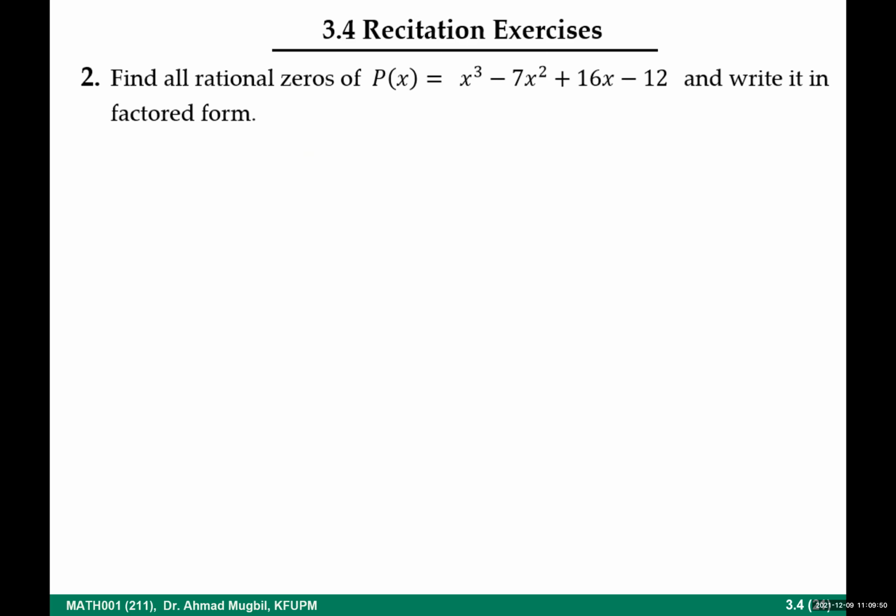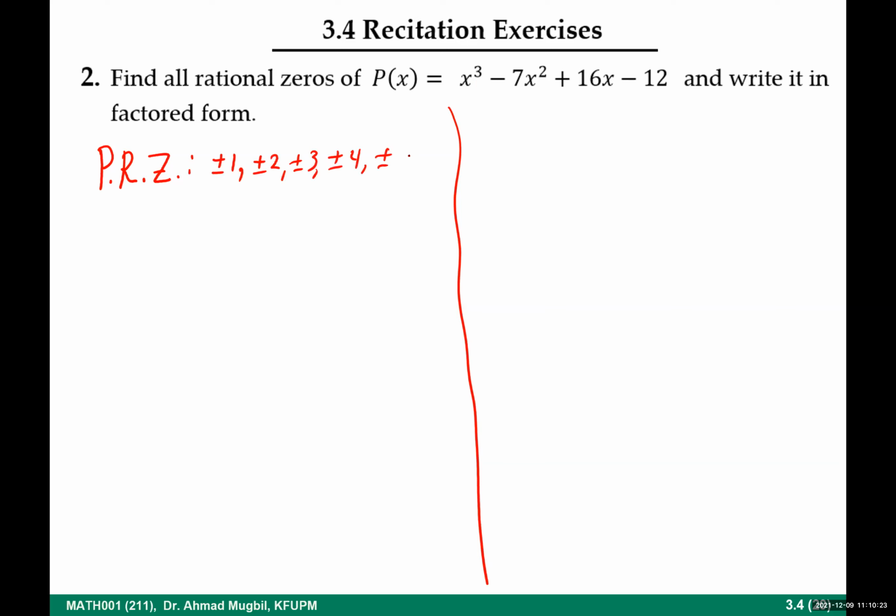So let's solve it. Let's see what we are supposed to do. First of all, you will find the possible rational zeros, let's write it shortly like this, possible rational zeros, just an abbreviation. The leading coefficient is 1, so it is easy. It will be just the factors of 12: positive or negative 1, 2, 3, 4, 6, or 12.